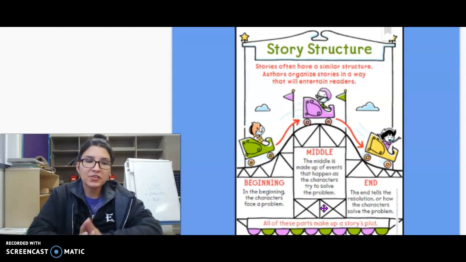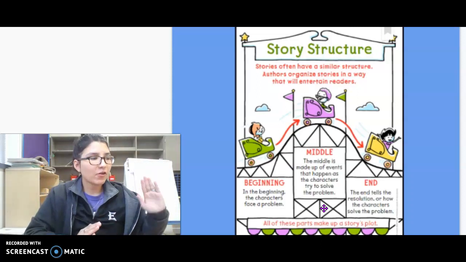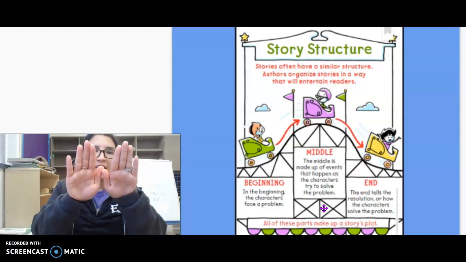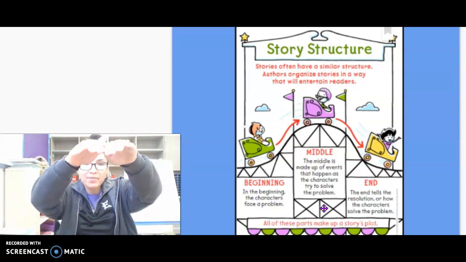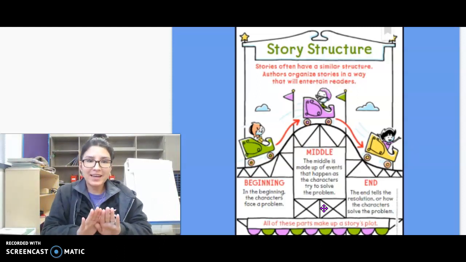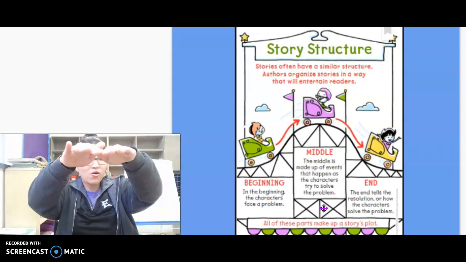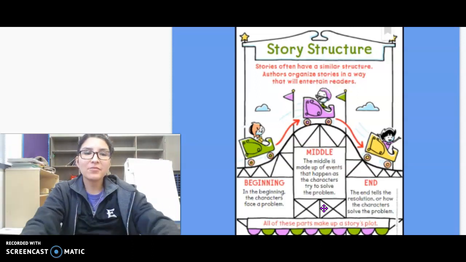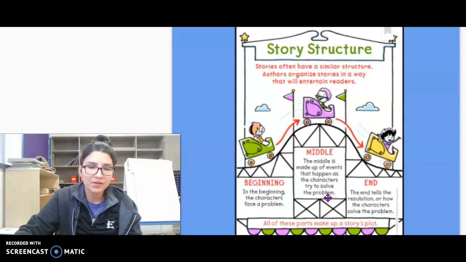So I always tell my students, story structure is like a roller coaster. When you think of beginning, middle, end, think of a roller coaster. You're starting off slow, and then as you keep going, you're up at the top and it's exciting. There's a whole bunch of stuff happening. And then you go to the end and everything's calm. It starts to calm down, right? So think of that when you think of beginning, middle, end: think of a roller coaster.